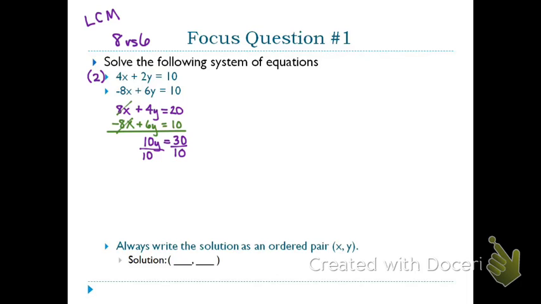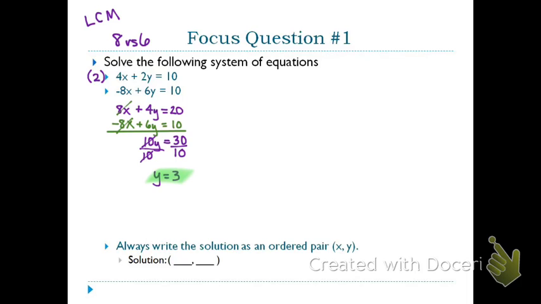We may divide by 10. We can drop the coefficients when they cancel, and we get y equals 3. All right, cool. Got our first coordinate. Now let's track back and find x.